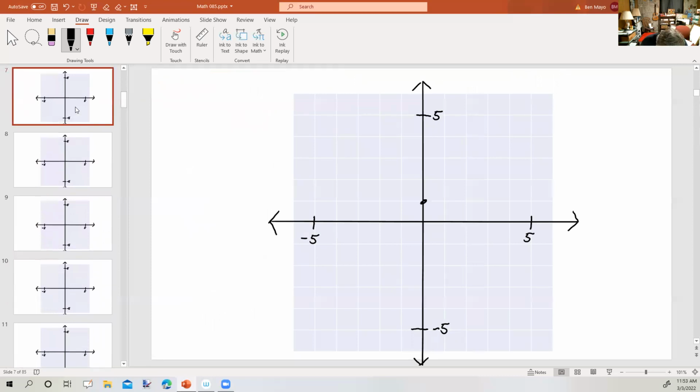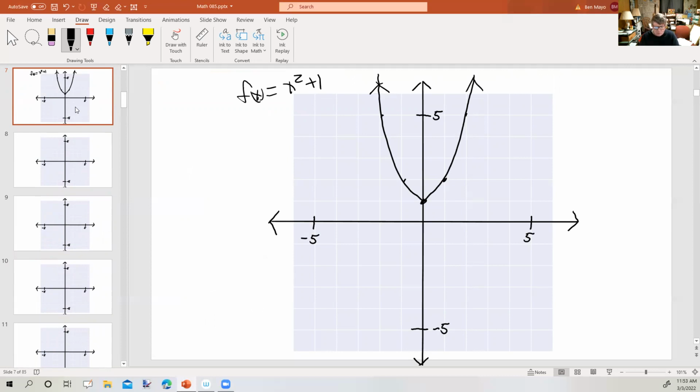Wouldn't that be 2, 4? Wouldn't that look like this? It'd be a parabola. It's basically y equals x squared, but moved up 1 unit. So that is f of x equals x squared plus 1. Okay.